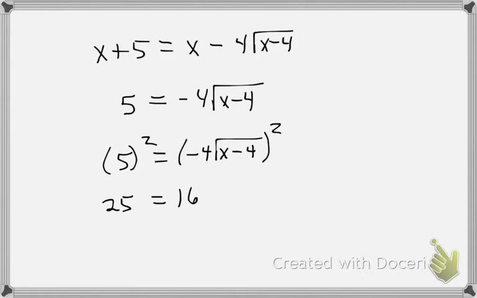It's a good question. Why isn't it negative? Why is it positive? Because you squared it, negative and positive. And then we get x minus 4 just in parentheses. No more radicals. Free and clear, right? I'm going to distribute. So 25 equals 16x minus 64.